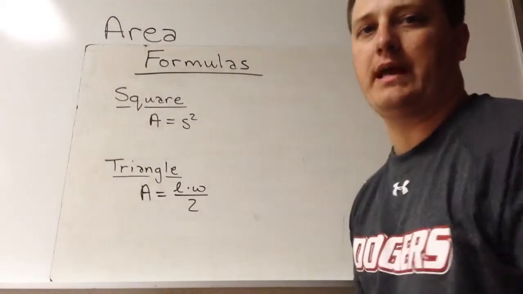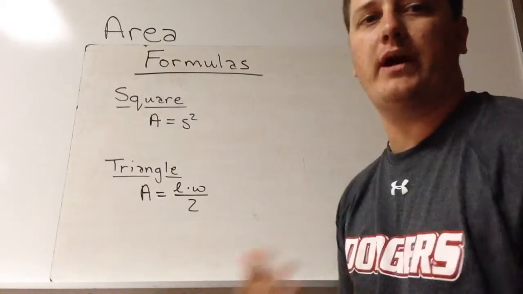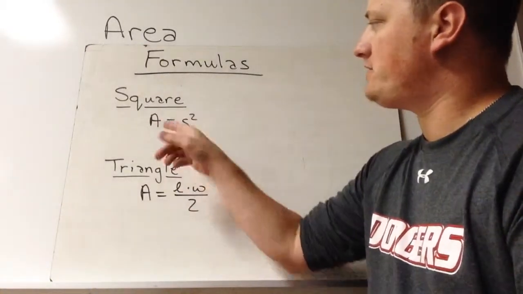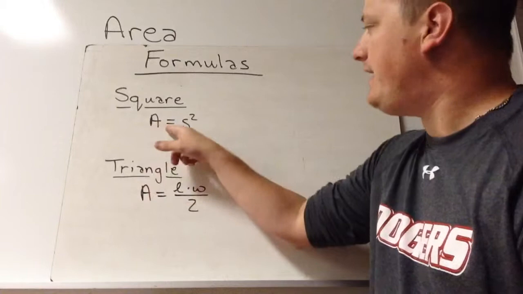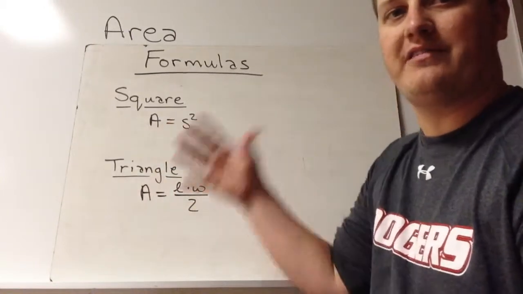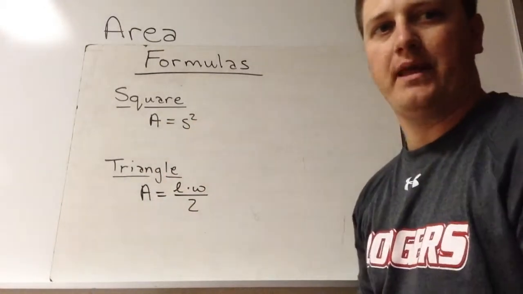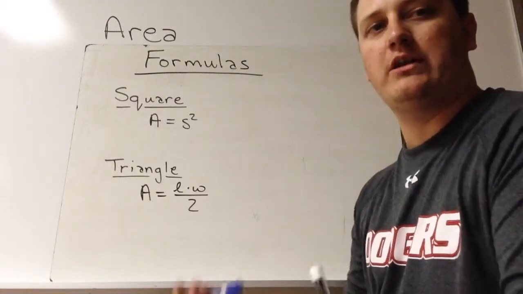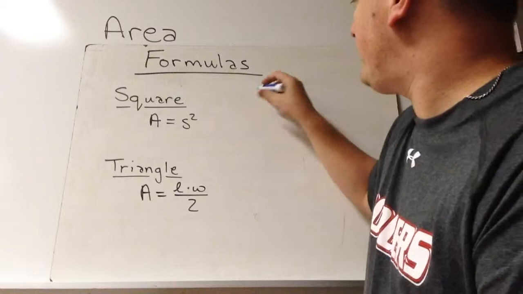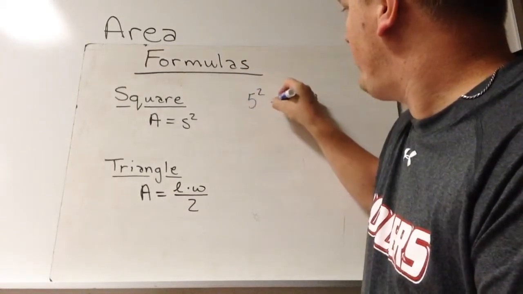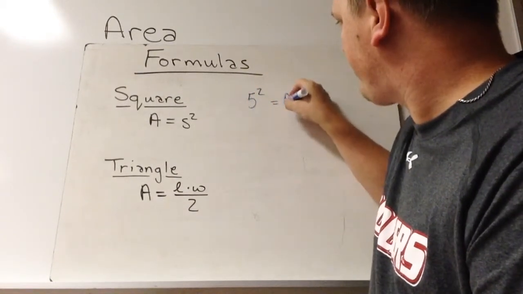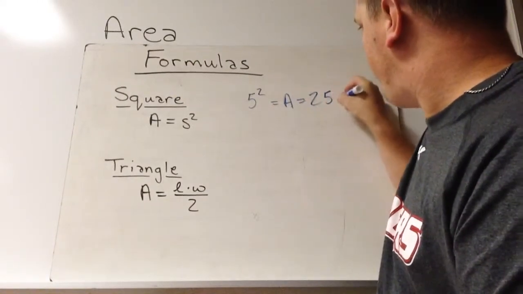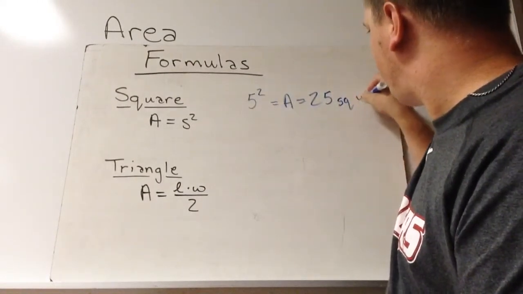Then what we want to get to is that there are quicker ways to do these. There are formulas. The area formula for a square is A, which stands for area, equals s, which stands for the side length, squared. So if you know the side length, you can just square it. If the side length is 5, we know the area would be 5 squared, which is 25 square units.